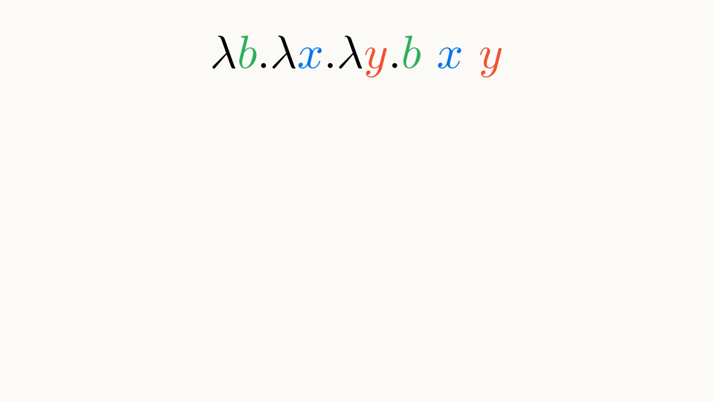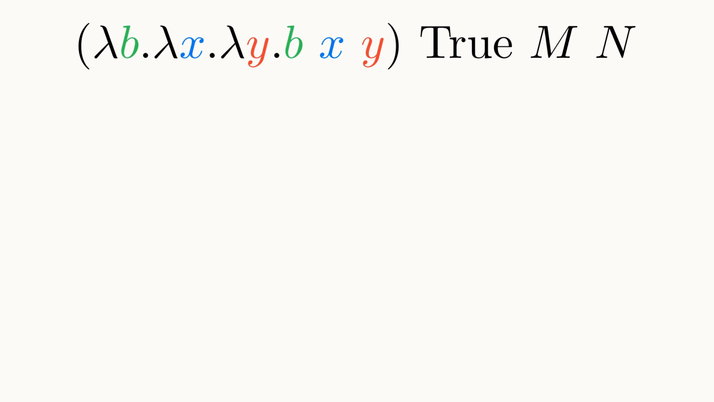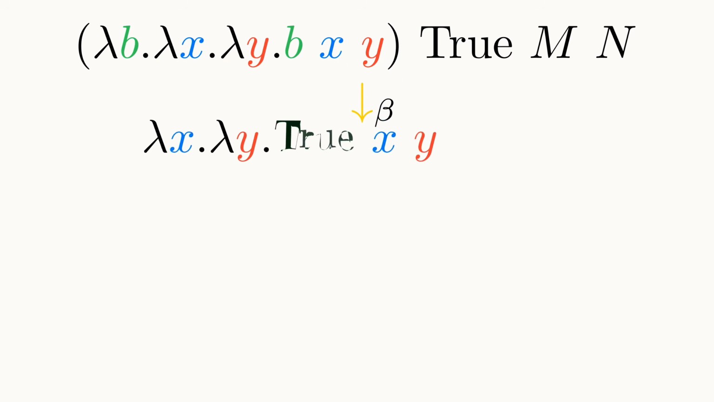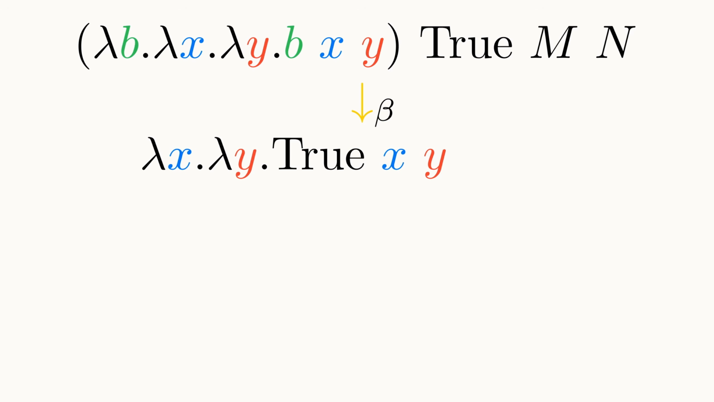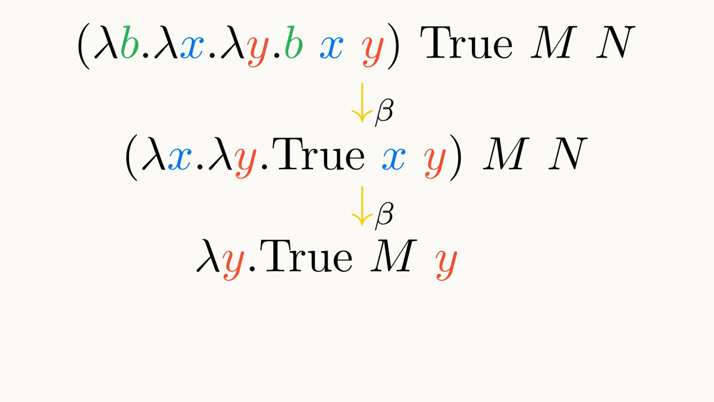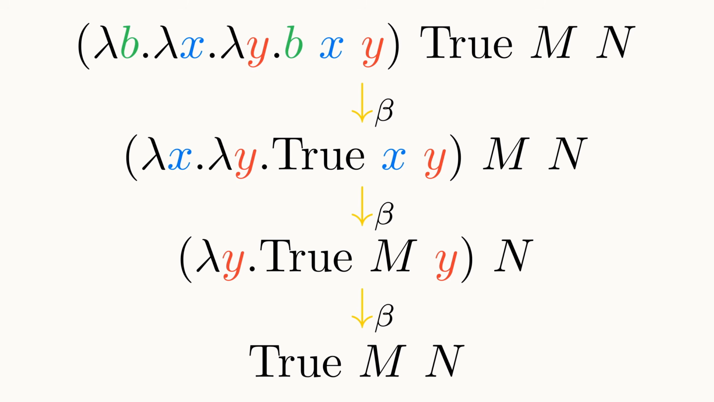Let's test that out. Applying our if statement to the inputs true, m, n, where m and n are some terms in the lambda calculus, should return m. Let's plug true in for b first, giving lambda x dot lambda y dot true x y applied to m, then n. Plugging in m for x gives lambda y dot true m y applied to n. Then finally, substituting n for y gives true m n.